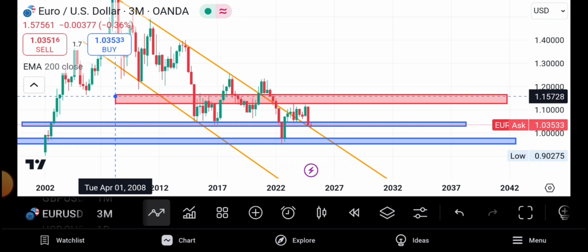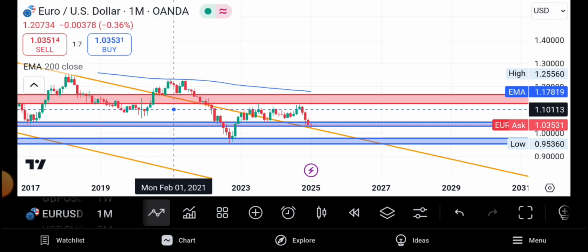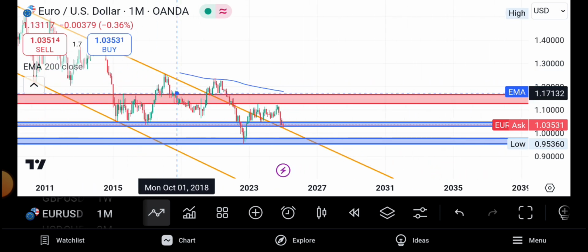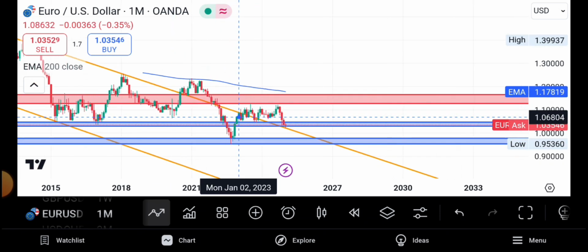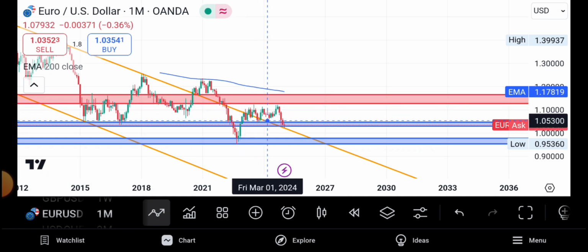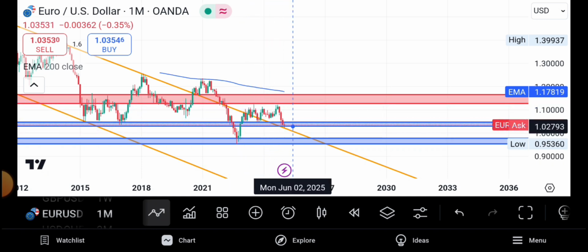Let us analyze the monthly and see whether we can collect some information. Now you can see clearly in the monthly the same zone that we drew in the 3 month. They are very clear in the monthly. You can see that the current price action is at the lower part of this zone. Can you see? It is at this point.